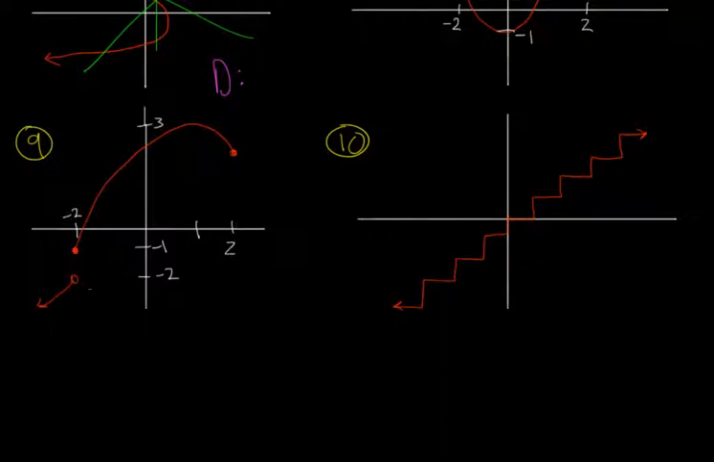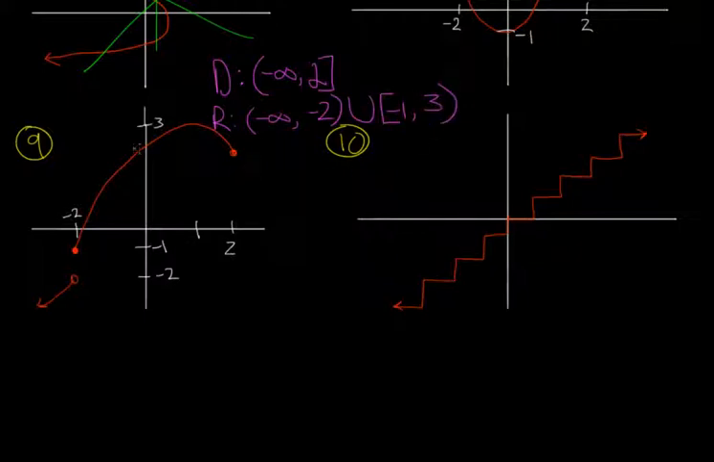So the domain is the horizontal stretch. It looks like it continues on from negative infinity all the way to 2, inclusive, and then the range looks like it goes from negative infinity again all the way to -2, non-inclusive, union, non-inclusive because there's a hole, and then inclusive -1 all the way up to 3, which is the highest it goes. So 3. There, much better. Domain and range of 9.